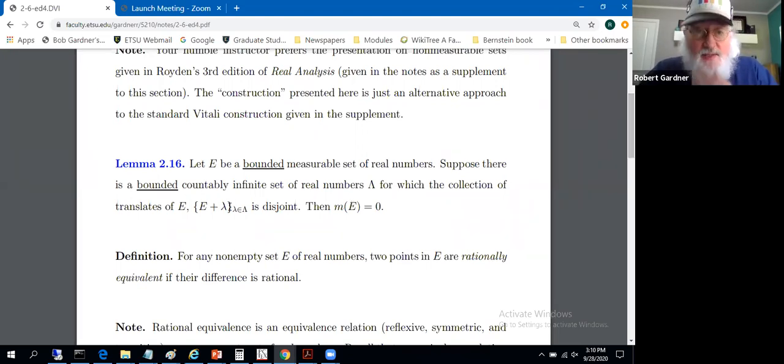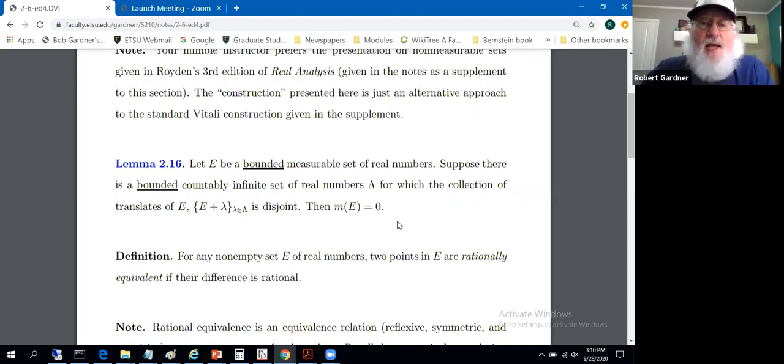Lemma 2.16 says, let E be a bounded measurable set of real numbers. Suppose there is a bounded countable infinite set of real numbers, lambda, for which the collection of translates of E plus lambda, where lambda ranges over this countably infinite set of real numbers, also itself bounded, such that this collection is disjoint. Then the claim is the measure of E must be 0.